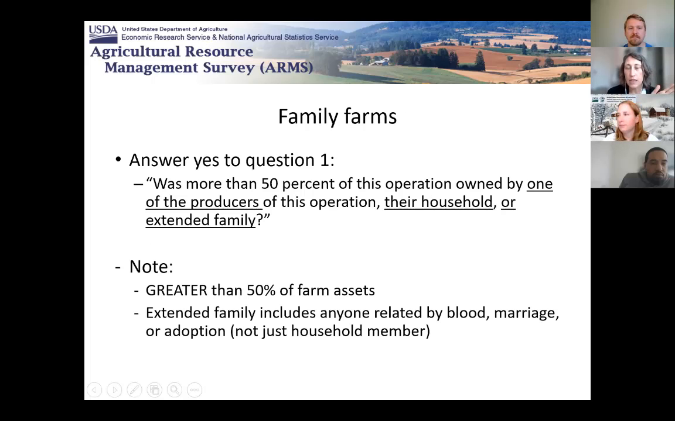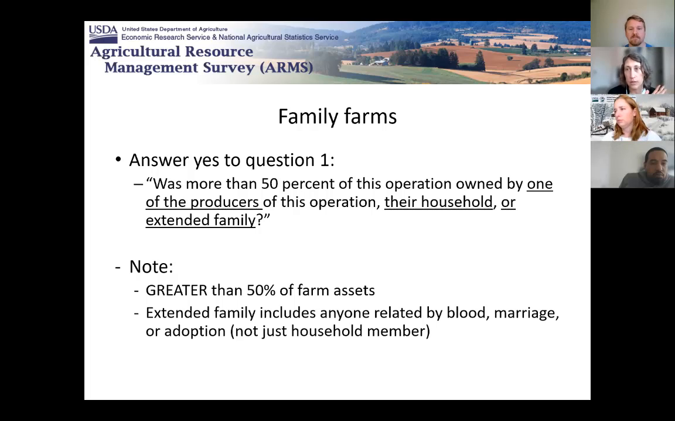So the key thing I want everybody to remember about this question about family farms is that it's pretty simple, but I think it can sometimes be tricky. The question is: was more than 50% of the operation owned by one of the producers of the operation, their household or extended family?